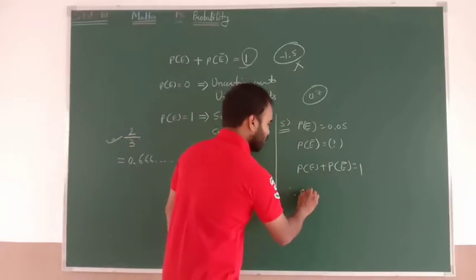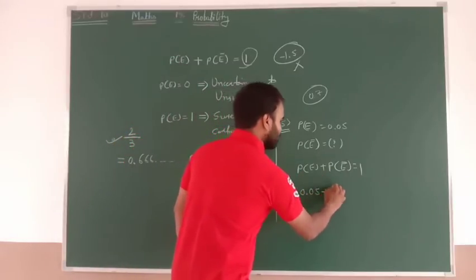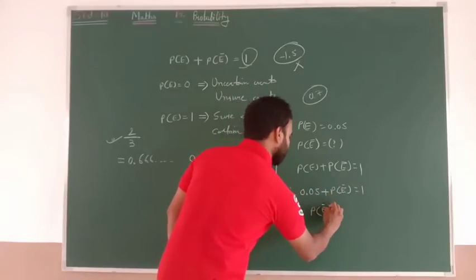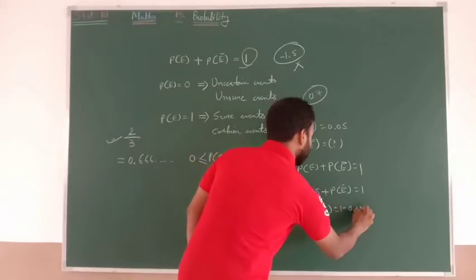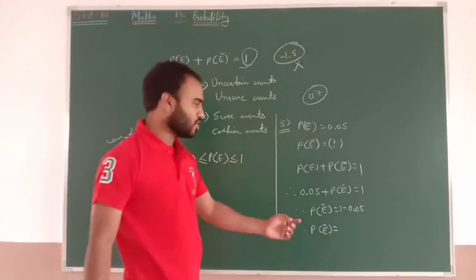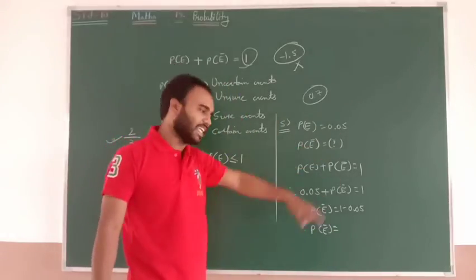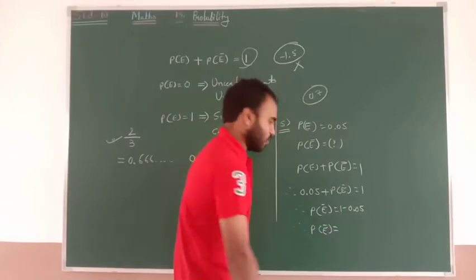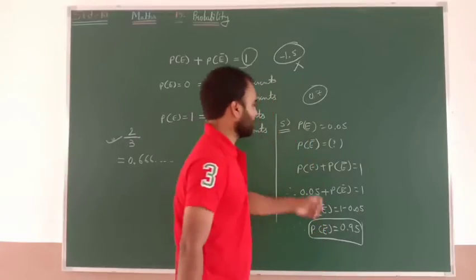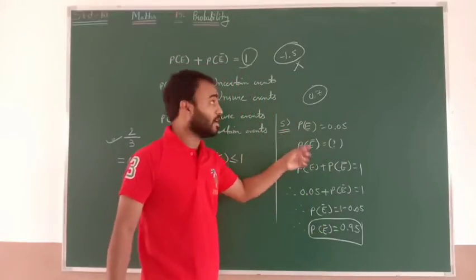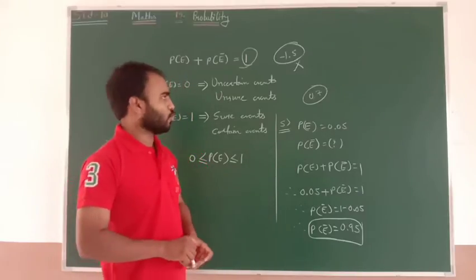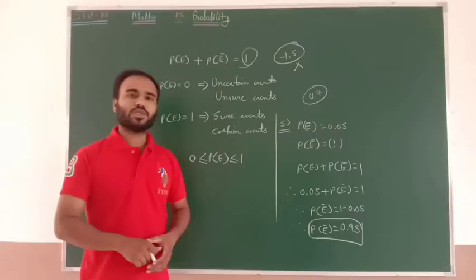So here 0.05 plus P of E bar is equal to 1. So P of E bar is equal to 1 minus 0.05. What will be the answer? P of E bar, the probability of the event not E, will be 1 minus 0.05, that is 0.95. If we take the sum of P of E plus P of E bar, it will always be 1. So this is the answer for the 5th question. Now we will see the further questions.